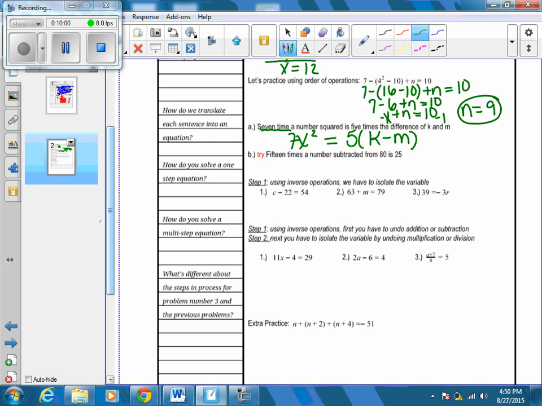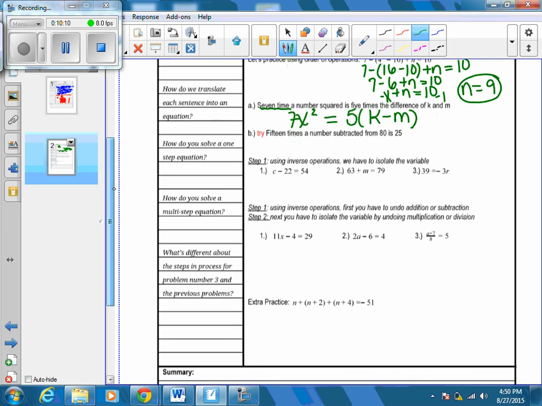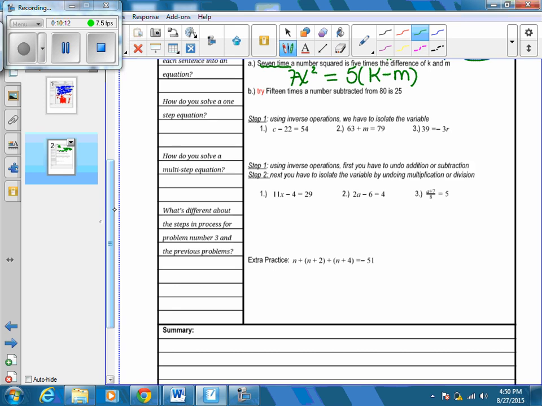Right? So part B should be a little bit easier, and I also want you guys to try that as well. We'll talk about that in class tomorrow. Okay, let's keep moving on down. So let's try and solve these equations, alright? So step one says using inverse operations, we have to isolate the variable.